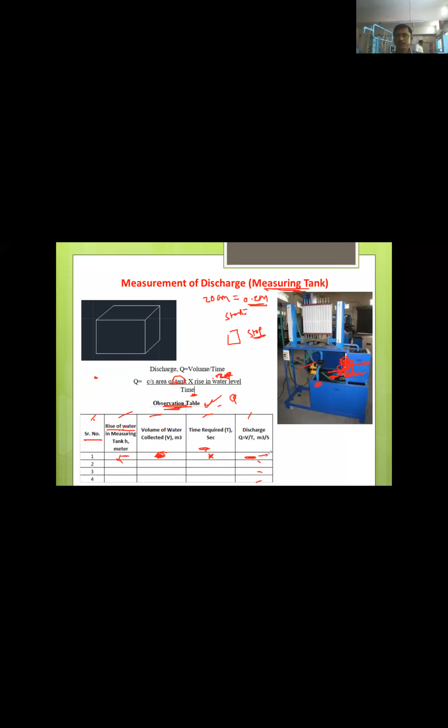This is very simple. I will show you actually how to measure the discharge in our lab. First prepare this table, 1, 2, 3, 4 columns, rows.